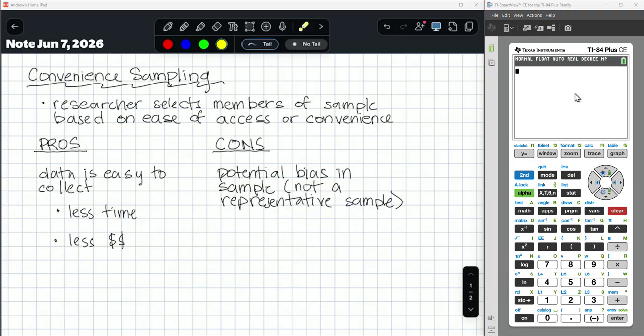So if my sampling method was not random, there was no SRS at any point in the process, I really should be looking at the pros and cons of those methods and asking myself, was that sampling method a reasonable choice based on the objectives of the study?